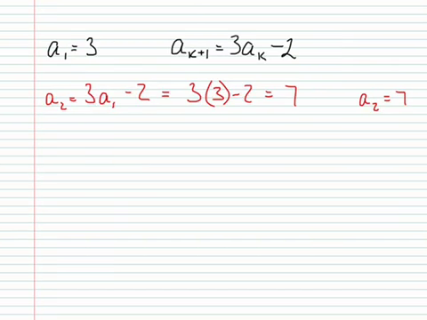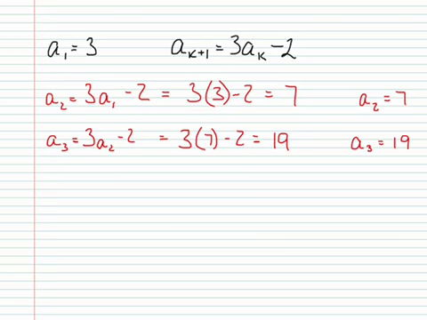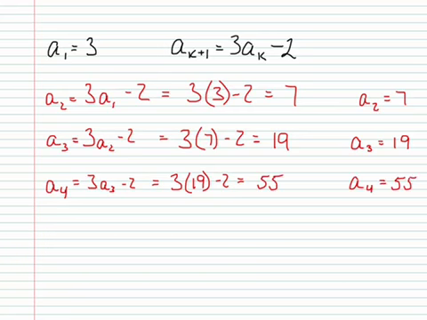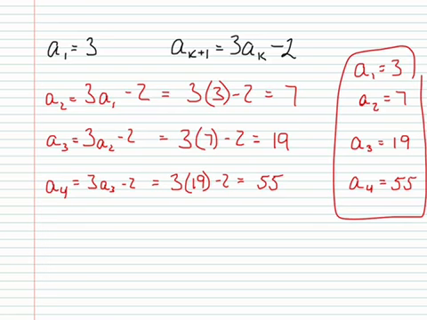To get to our third term, we simply plug our second term in, making 3 times 7 minus 2 equal to 19, and our third term becomes 19. Our fourth term as well, simply take our third term, plug it in, making our fourth term 57 minus 2, which becomes a 55. And our first term we already knew was a 3. So this gets us the first 4 terms of our sequence.